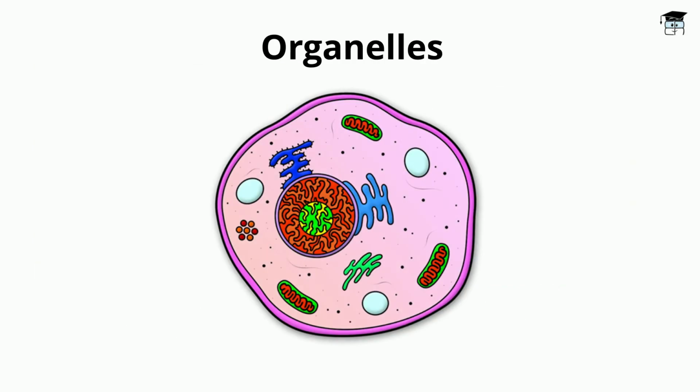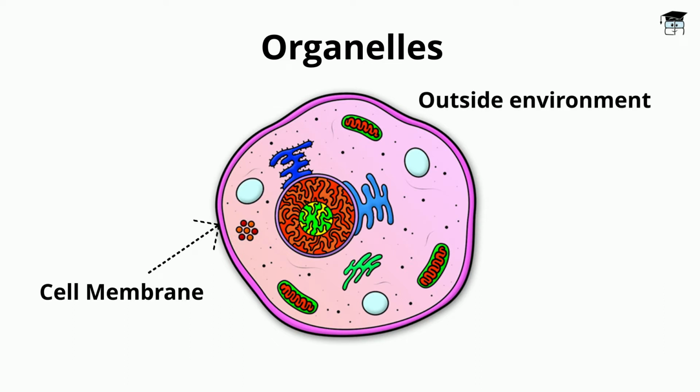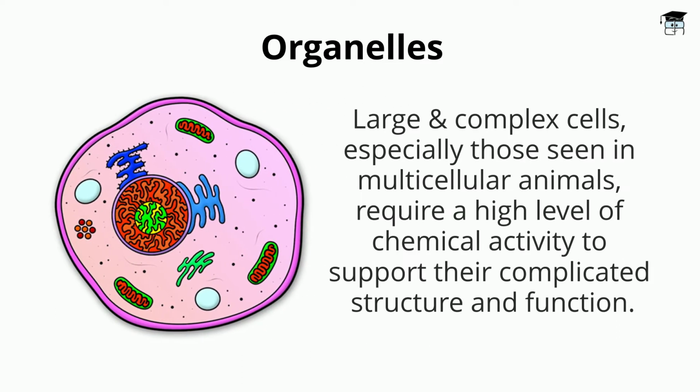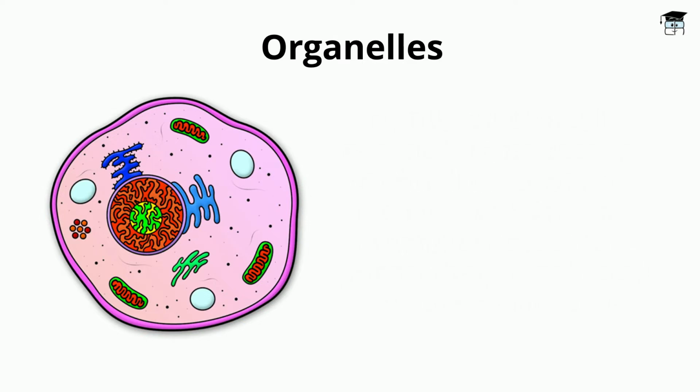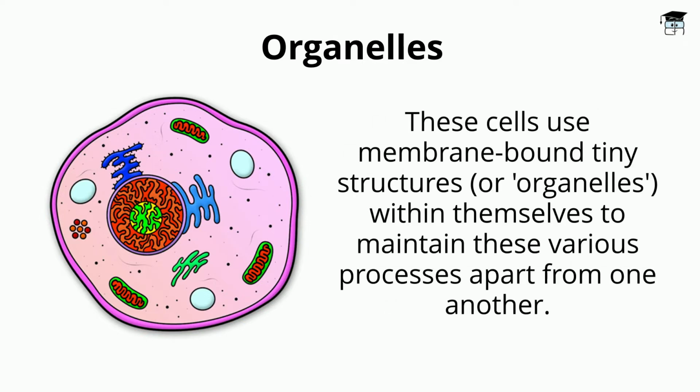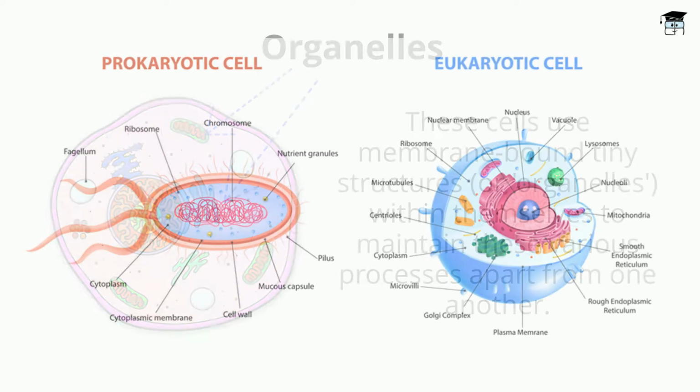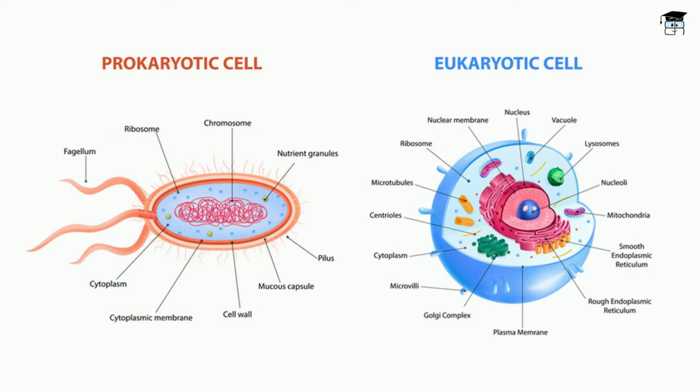That is, organelles. Every cell has a membrane that separates its contents from the outside environment. Large and complex cells, especially those seen in multicellular animals, require a high level of chemical activity to support their complicated structure and function. These cells use membrane-bound tiny structures, or organelles, within themselves to maintain these various processes apart from one another. This is one of the characteristics that distinguishes eukaryotic cells from prokaryotic cells.